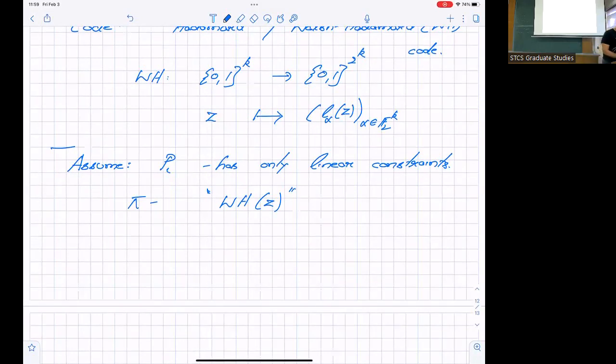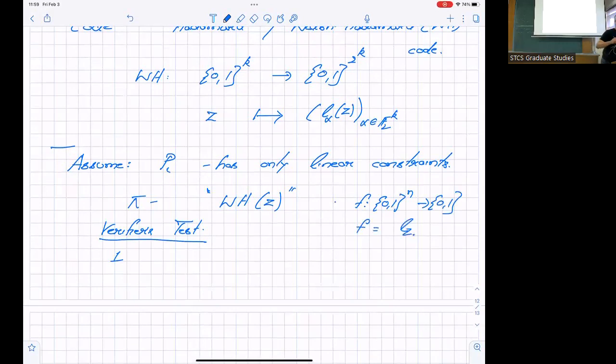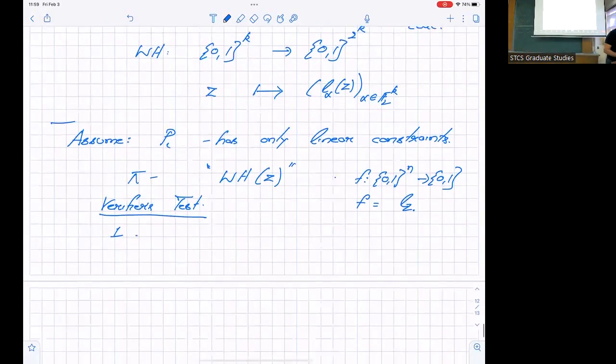And then the verifier's test will be the following. The prover gives me some function f from {0,1}^n to {0,1}, which purportedly is L of Z. It is the linear function corresponding to Z, but it's unclear whether the prover is actually giving that; he could have given me something else there. So the verifier's test is the following natural test.